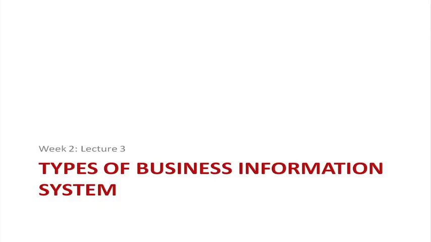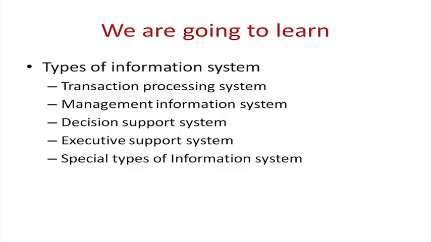Welcome back. Today we are going to learn about different types of business information system. In fact, in this lecture we are going to learn about transaction processing system, decision support system, management information system, executive support system and various special types of information system.